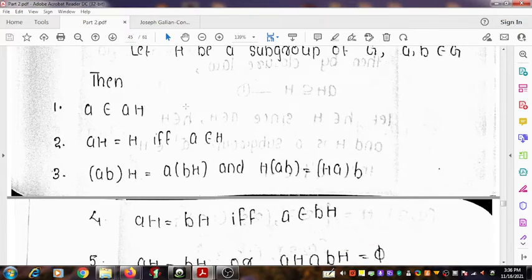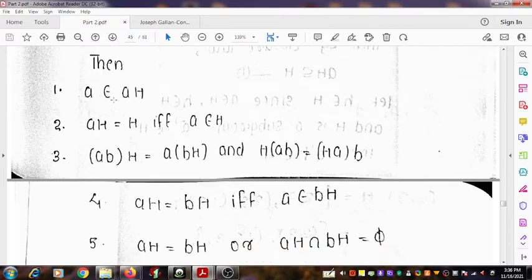Then the first property says that a is an element of aH. The proof is very easy because H is a subgroup, therefore H contains the identity element. When you find aH, a will be multiplied by e, the identity element, and then we get a itself. So the product a times e is in aH. Therefore, a is in aH.